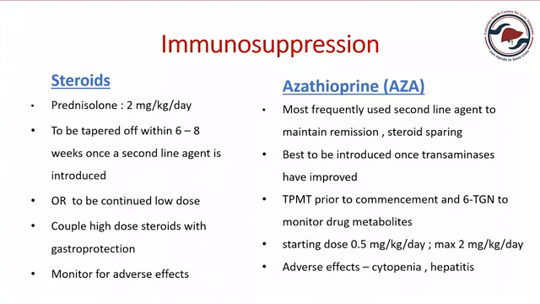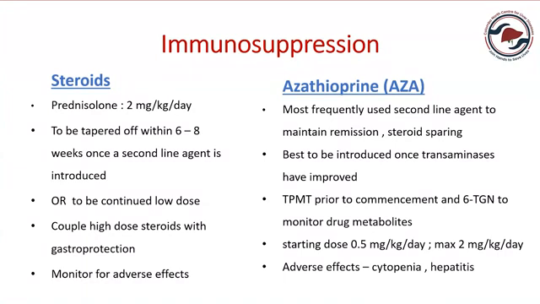The starting dose of azathioprine is 0.5 milligrams per kg per day, and the maximum is 2 milligrams per kg per day. The common side effects we see are cytopenia and hepatitis. Though hepatitis is listed as a side effect, and we do take precautions, it's relatively uncommon. We take precautions by adding it quite late.